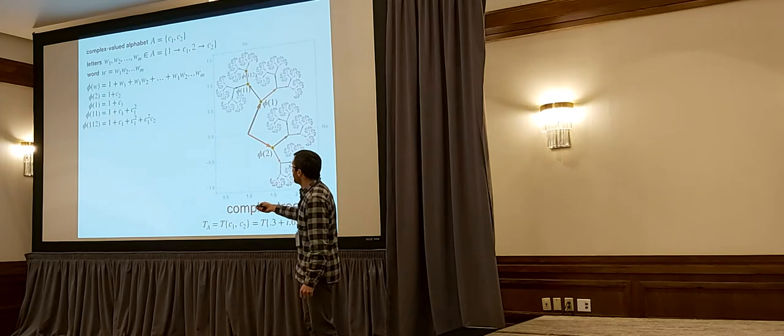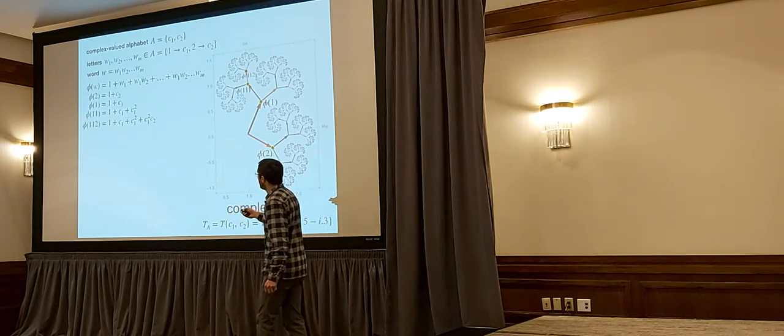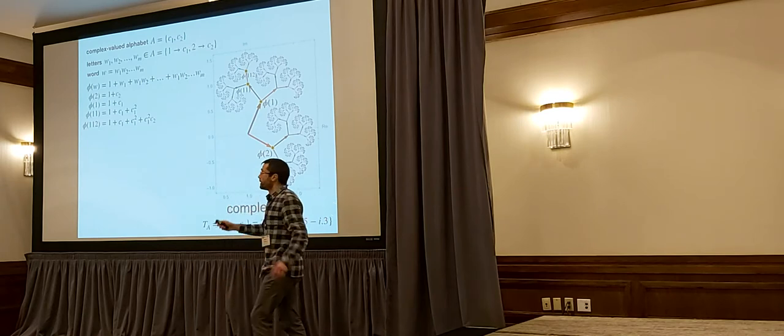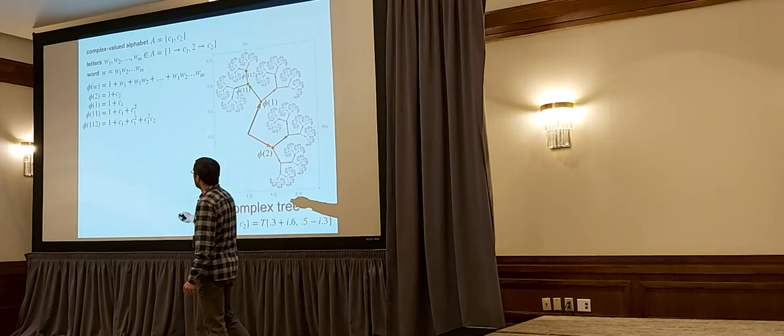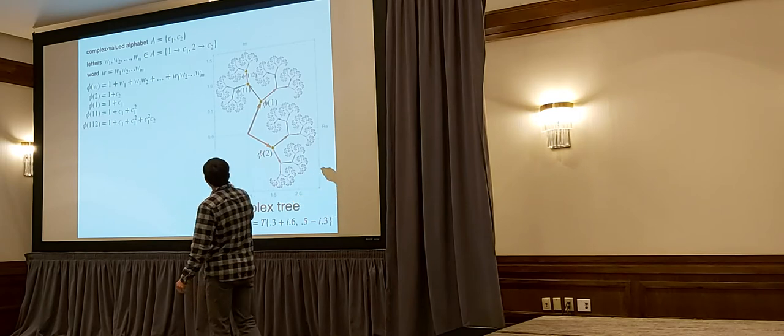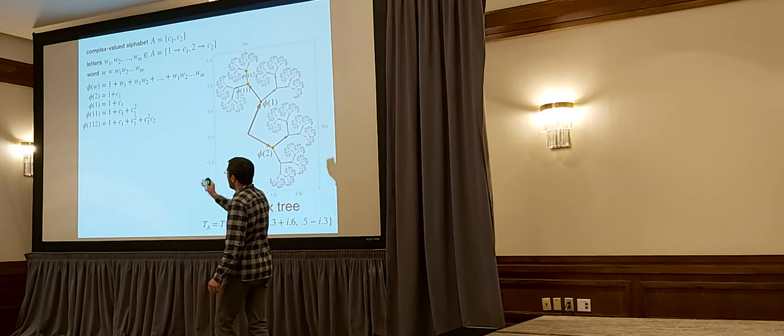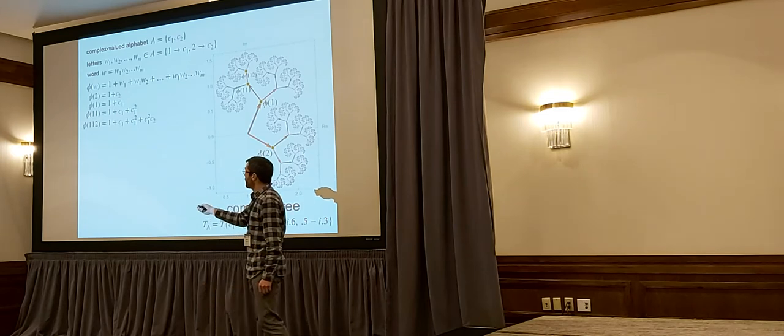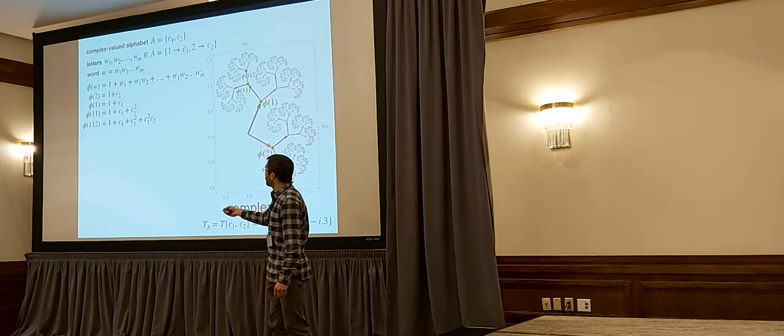But then, for example, 1, 1, 2 is this node in there of the tree. And the way that you have to think about it is that you take your word, and then you multiply the terms, like C1 by C1 by C2, and that's this little vector there. Then you remove the last letter, and you have to multiply it again, like C1 by C1, that's this vector in there.